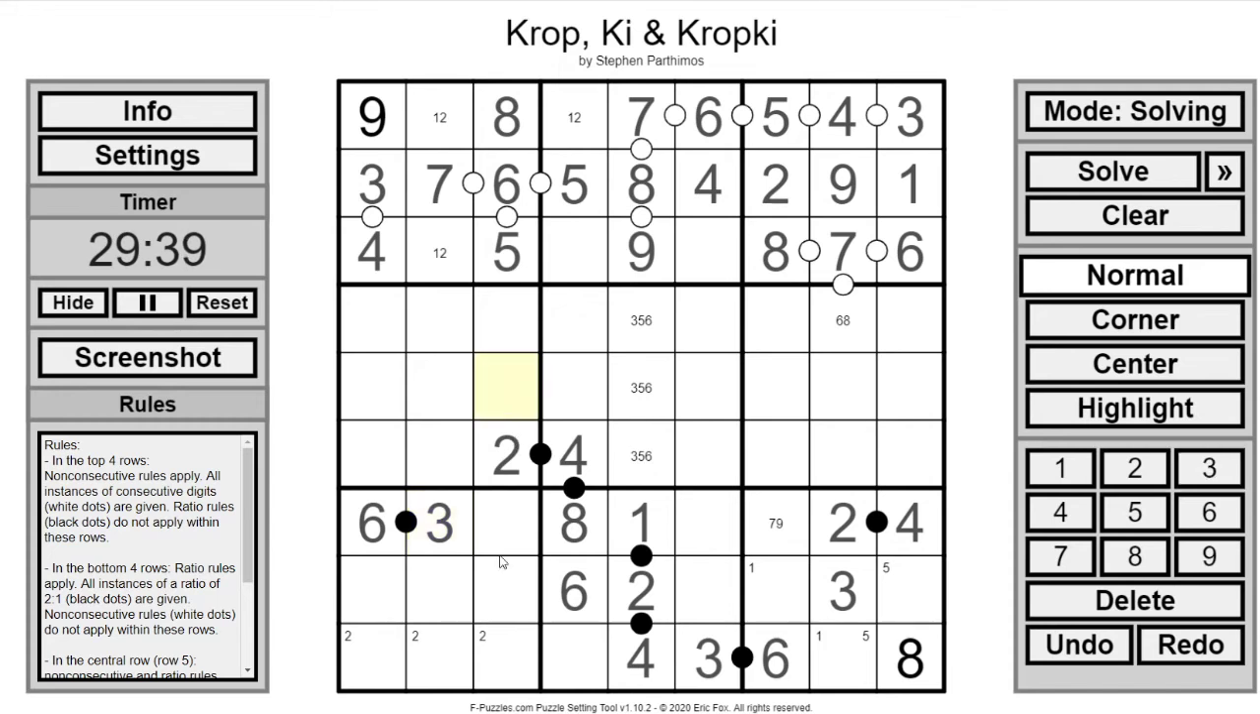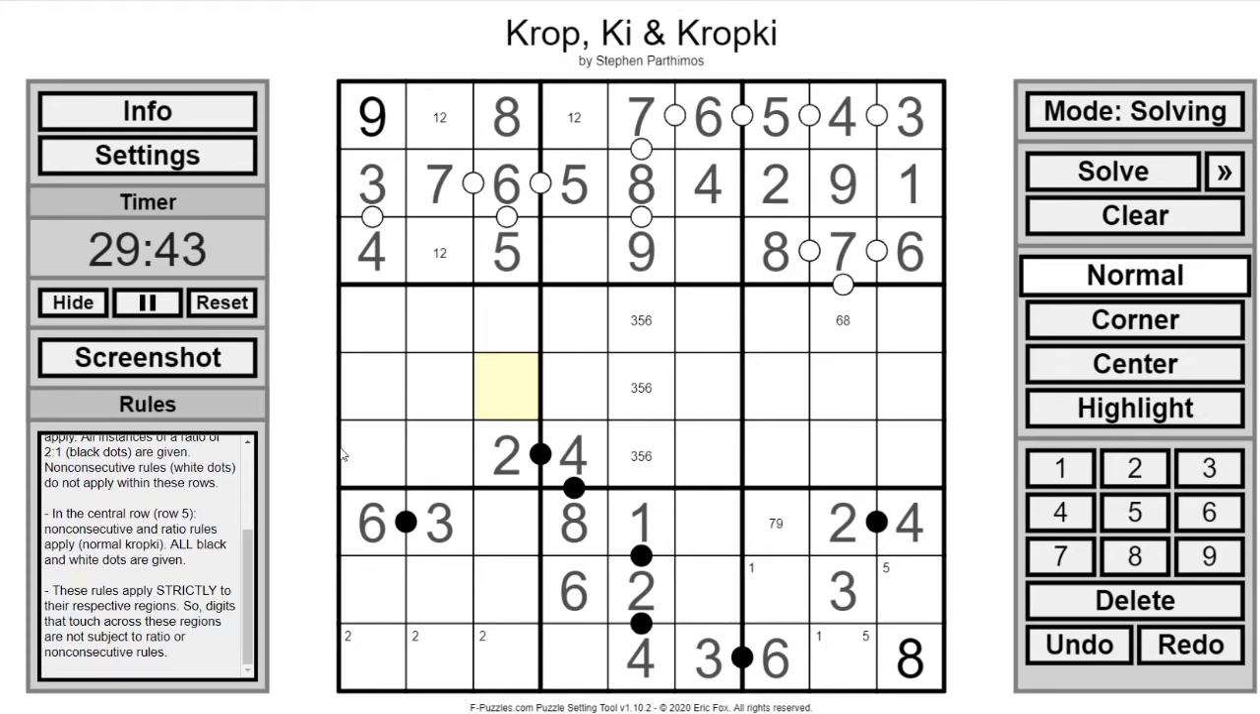Unfortunately... Wait, actually, yeah, I can, right? In the central row... Could this be a 3? I think it could. I don't know if it counts between regions or not. I'm just gonna be cautious and not mark that as a 3 yet.